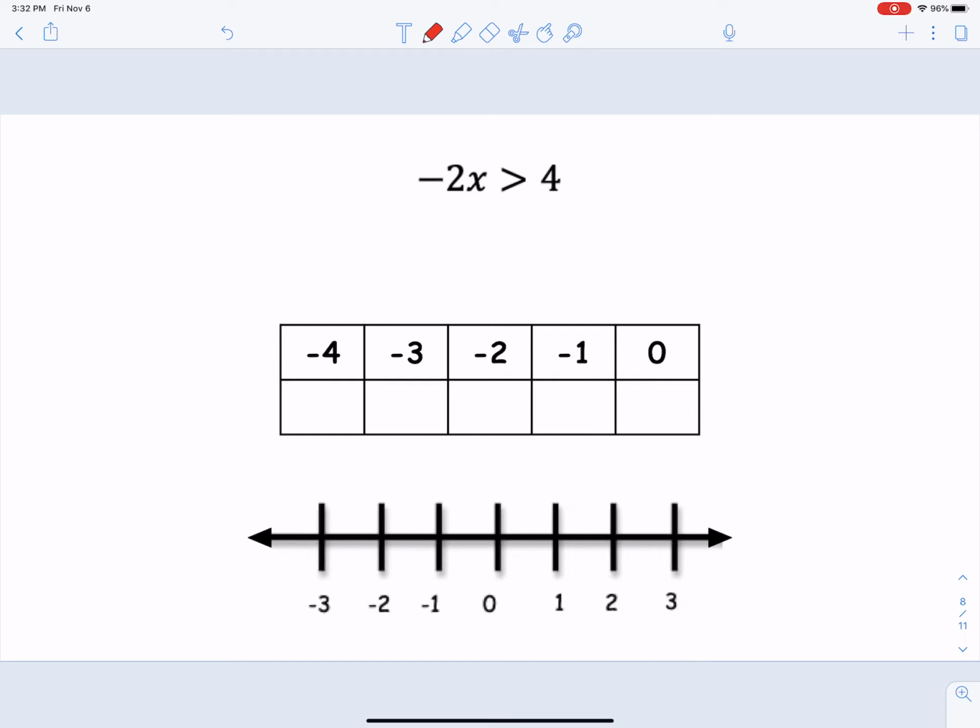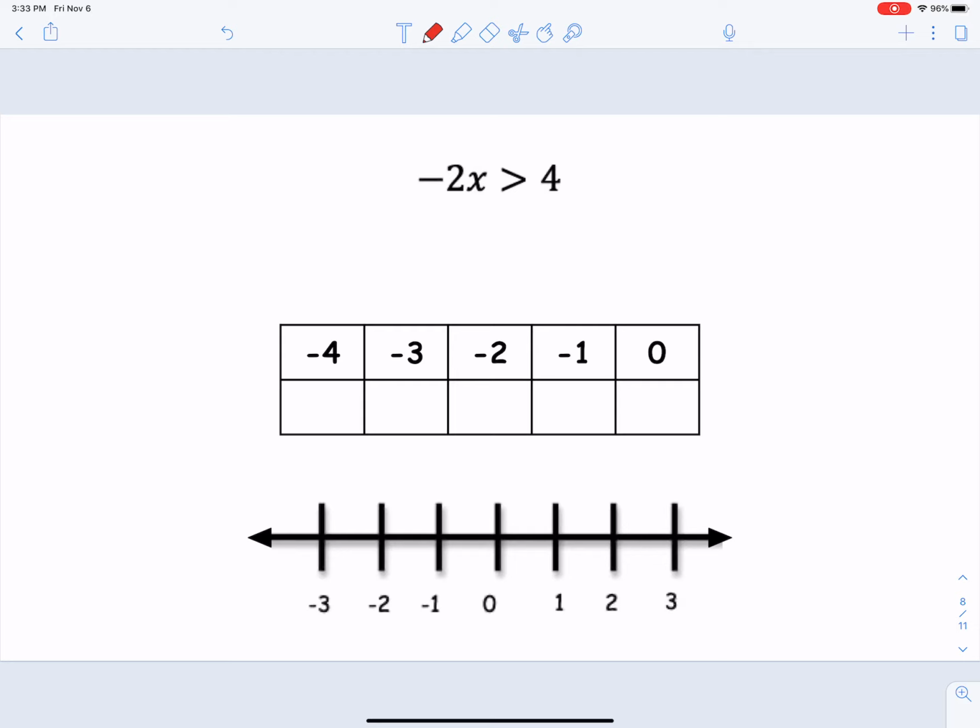Let's consider -2x is greater than 4. What do you notice about what the value of x has to be in this? I would give them a little bit of time to consider it, but generally they'll come up with the fact that x has to be a negative number for -2 times x to be greater than the positive number 4.